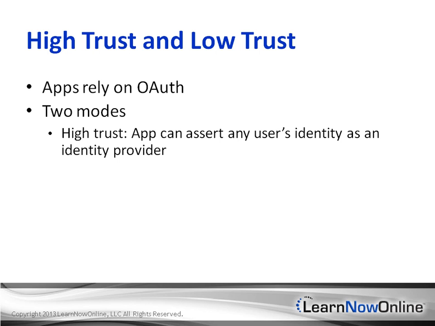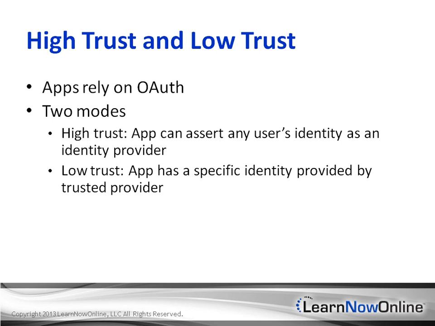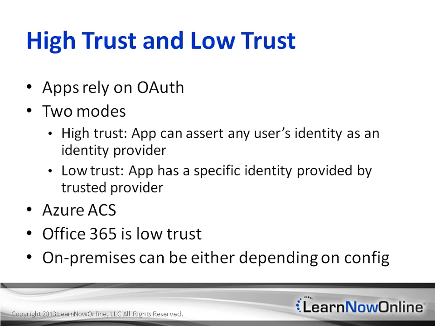So it can say, I'm going to talk to the SharePoint site right now and I am user X without having to provide the credentials for user X. The second mode is called low trust. And in low trust, which is how auto-hosted Azure apps work and Office 365, the app has a specific identity that's provided by some other trusted provider. In the case of Office 365, this is the Azure Access Control System. Office 365 is always low trust, but you can run low trust locally as well by using the Windows Azure ACS for Active Directory. On-premises can be either depending on your configuration.